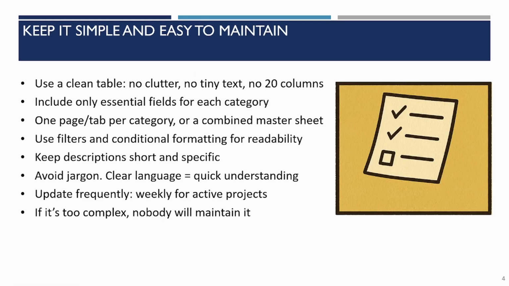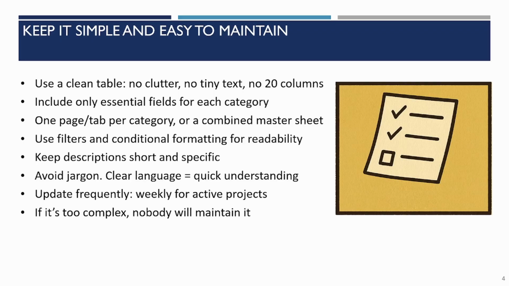And so, let's start by talking about keeping it simple, right? It really needs to be clean. It can't be 20 columns long in a giant Excel spreadsheet with just so much content because then that's not maintainable. It really should only be the essential information needed. So maybe it's like one tab per category. Risks in one place, issues in another, actions in a third.